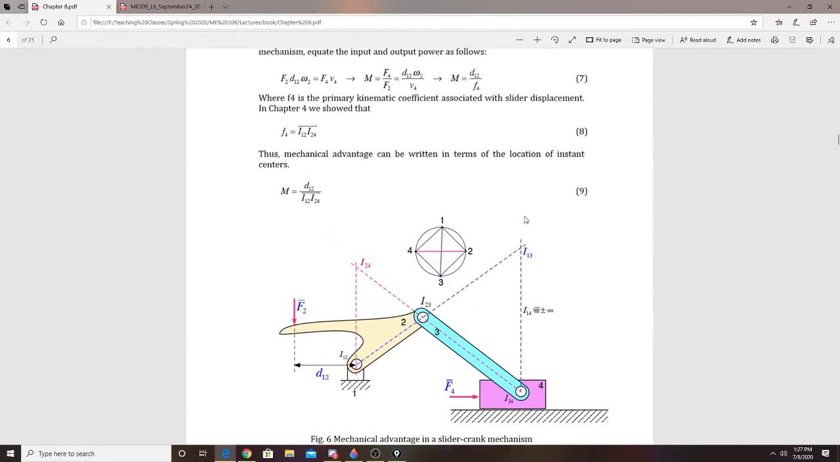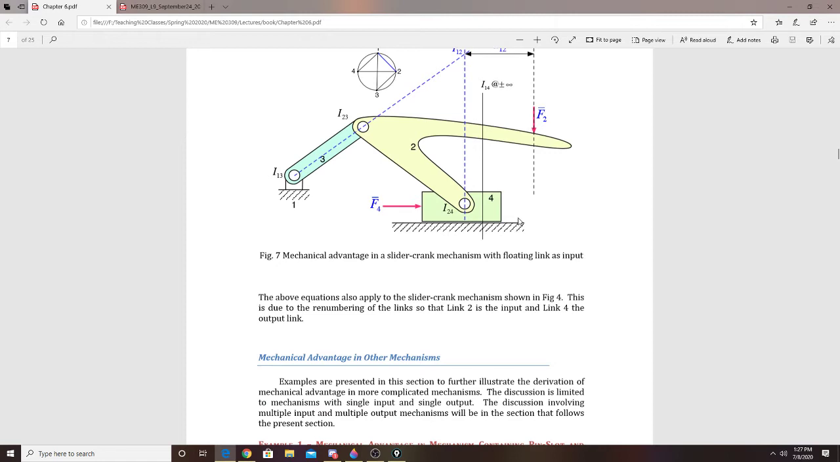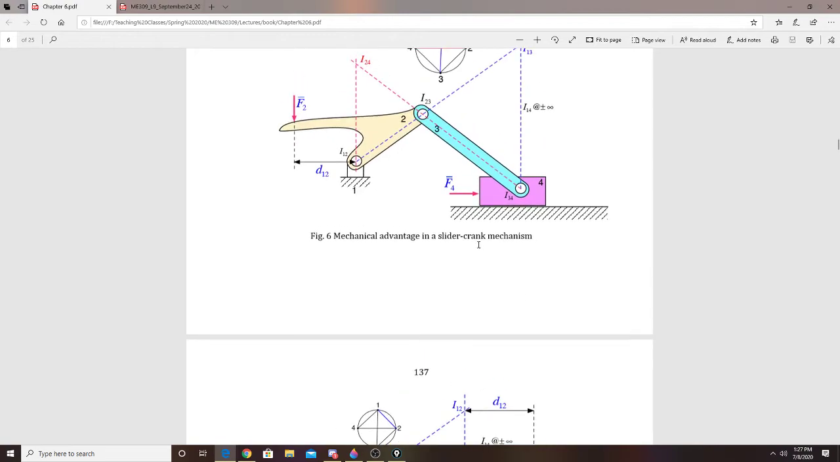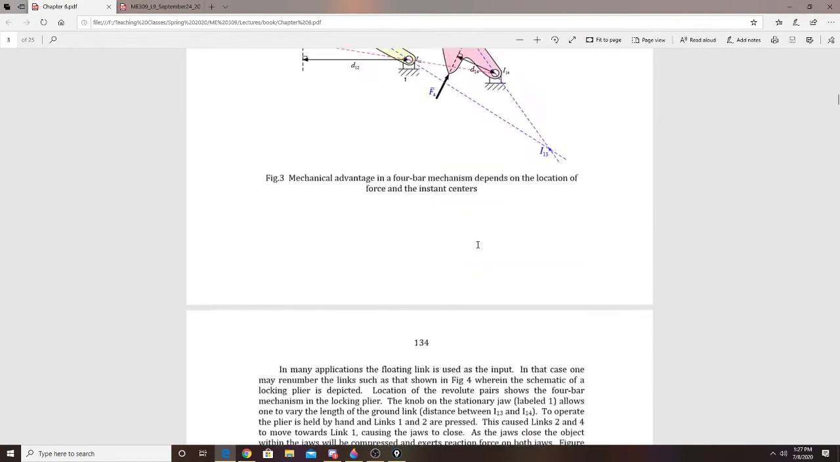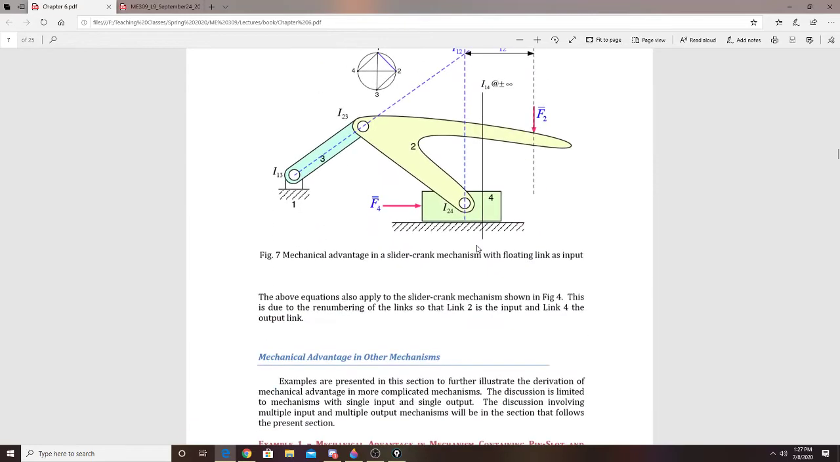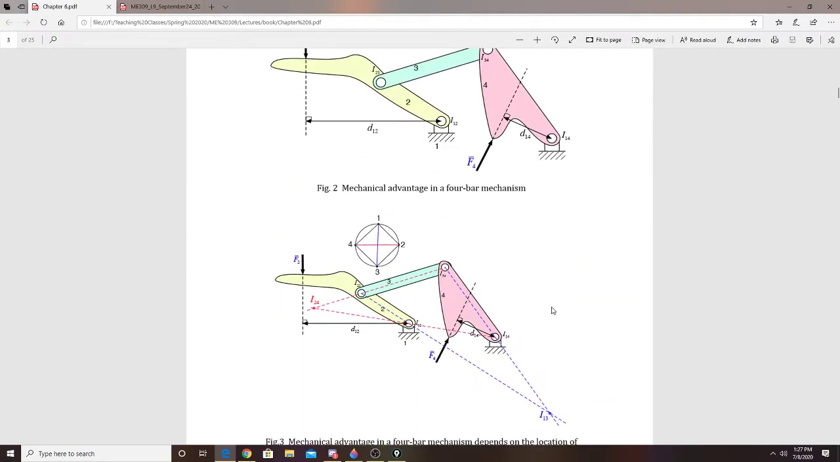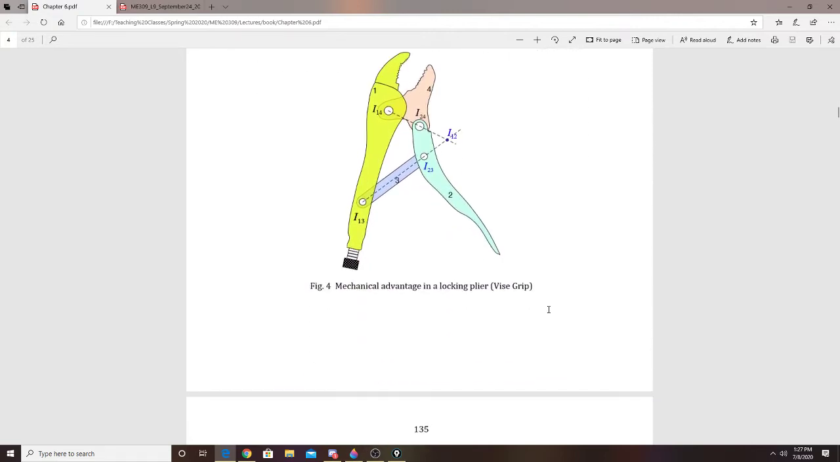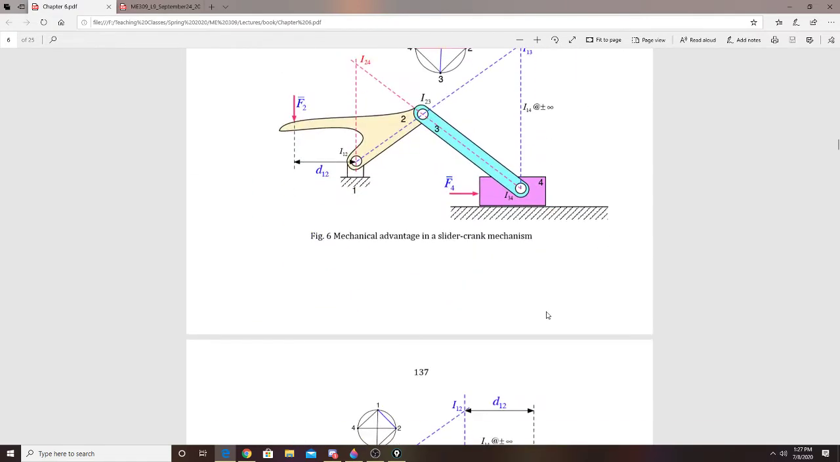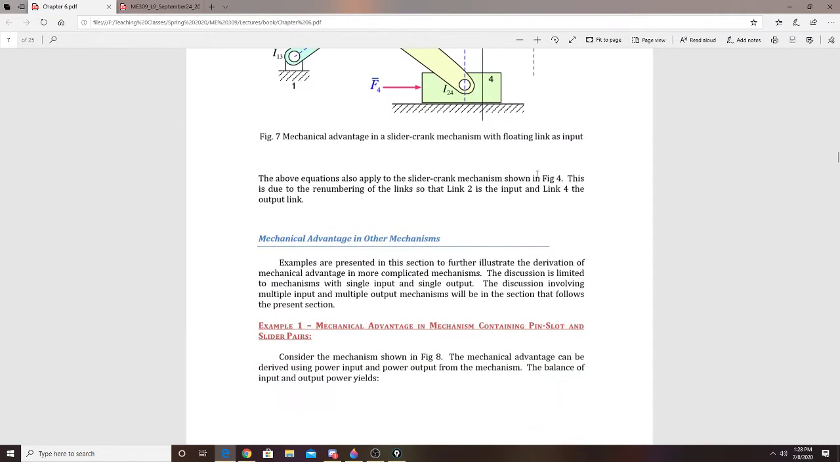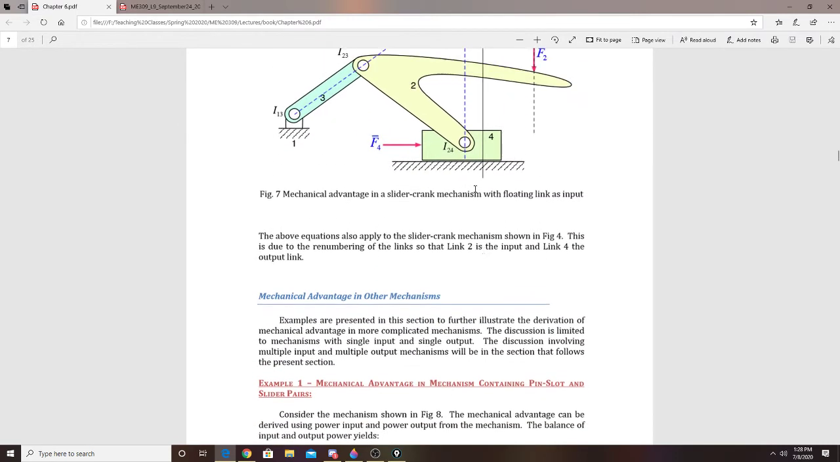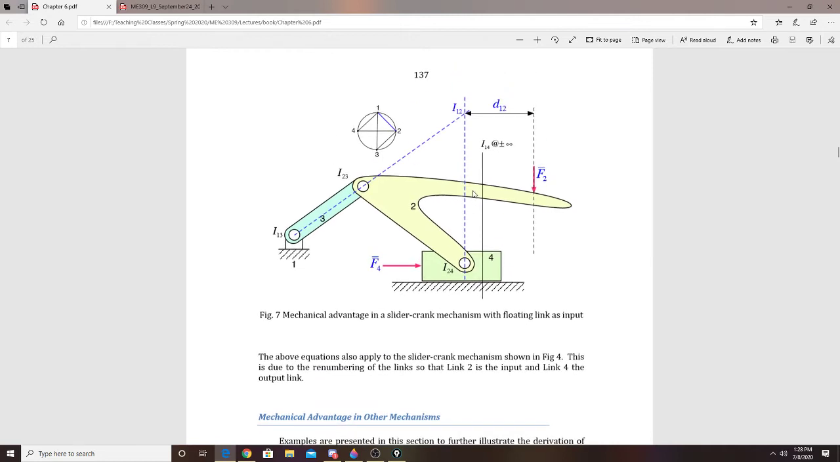Ooh, one sec. I gotta read this one. This is interesting. The above equations only apply to the lever shown in Figure 4. Where's Figure 4? This is due to renumbering of, I don't know. Is this way up here? Oh, okay. I don't know what he's trying to get at here. Okay. Anyway, I'm not looking at this one.